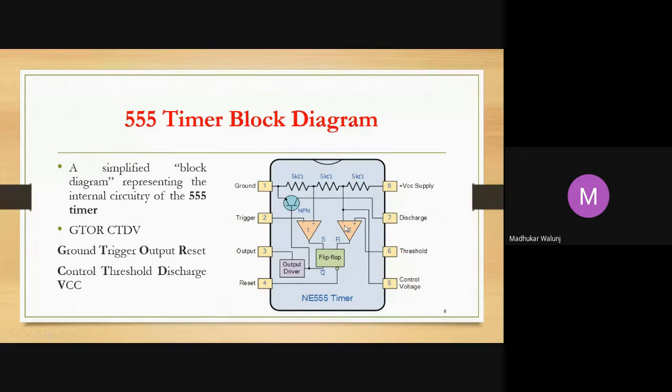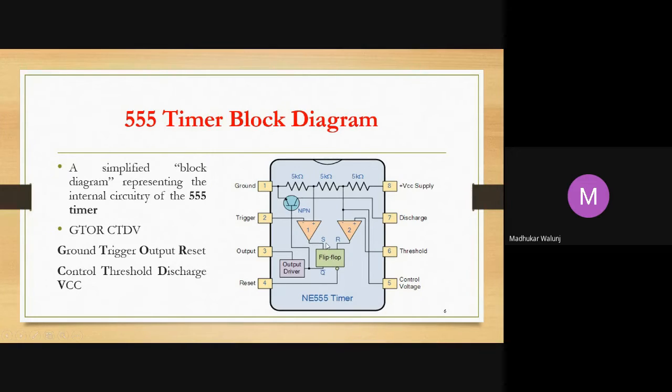Second, the inverting terminal of the second comparator is at 2/3 VCC, because there are 2 resistors between that point and the ground. So 2 divided by 3 becomes 2/3 VCC. So 1/3 VCC is the non-inverting terminal input of comparator 1, and the inverting terminal input of comparator 2 is 2/3 VCC. Then the inverting terminal of comparator 1 is connected to the trigger pin 2.